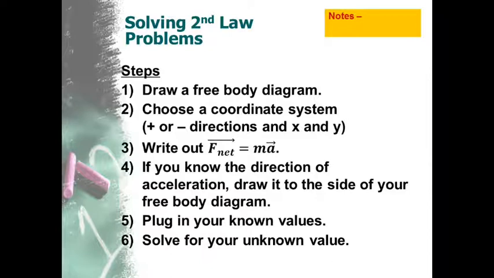If you know the direction of the acceleration, if that's given to you in the problem, then it's also a good idea to draw that vector to the side of your free body diagram. You don't want to include it in your free body diagram, but you want to draw it off to the side, and I'm going to give you a demonstration of that when we get to our examples. Finally, you plug in your known values, and then solve for the unknown value, whatever that might be. So let's go through a couple of examples here.